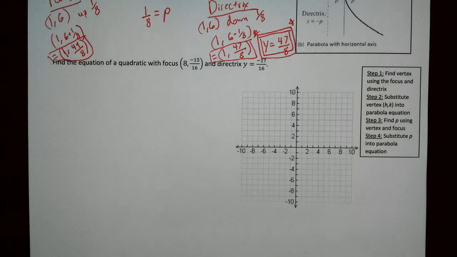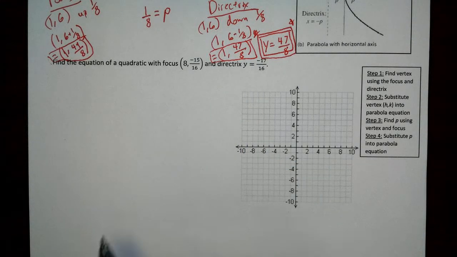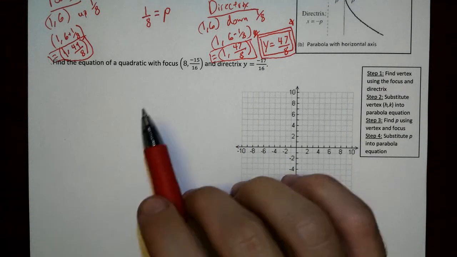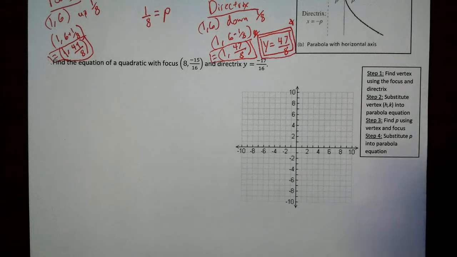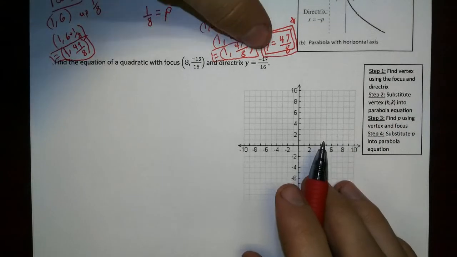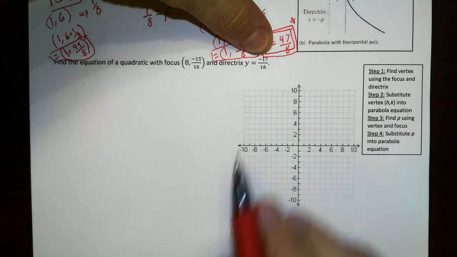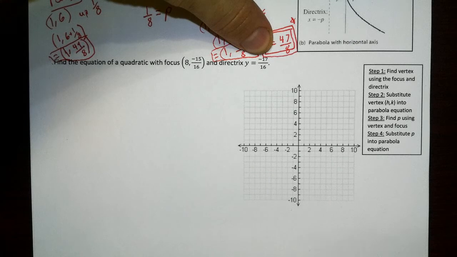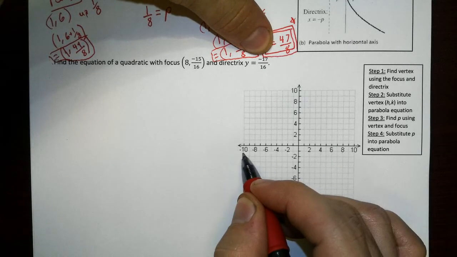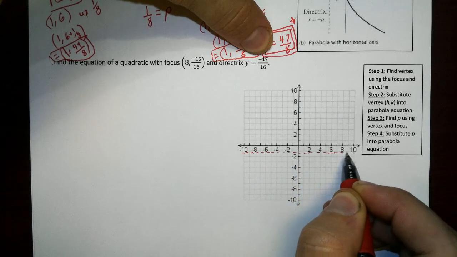What I highly recommend doing is drawing these on your graph. Take your directrix, sketch that out, take your focus, and sketch that out. This is going to help you orient yourself for the whole problem. You don't technically need to do it, but it gives you direction. So y = -17/16 is pretty much like negative 1, but just a little bit lower, so I'll go right below negative 1 and draw that right there.